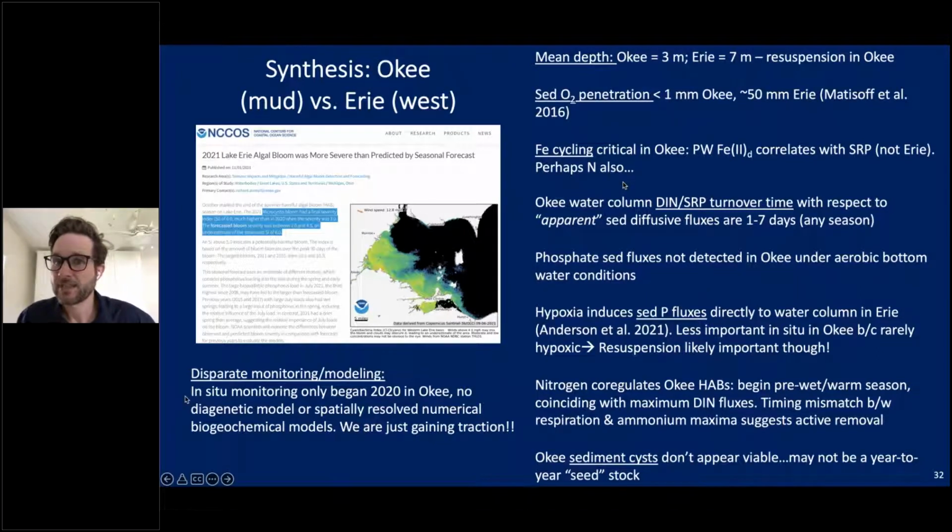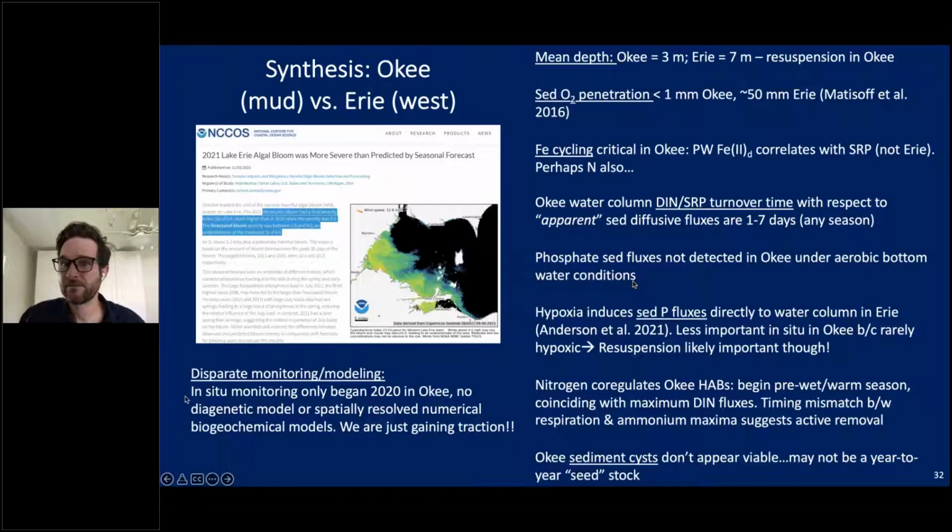We know that iron cycling is critical in Lake Okeechobee. We see correlations between phosphate in the pore waters and dissolved iron in the pore waters, but this is not the case in Lake Erie, I believe, according also to this Matisoff paper. We have a very fast turnover time with respect to our sediment diffusive flux, at least those measured based on the sediment core profiles. We're talking 1 to 7 days. So our sediment fluxes are very important. Our internal loading is very important relative to external loading in terms of the nutrient budgets for the lake.